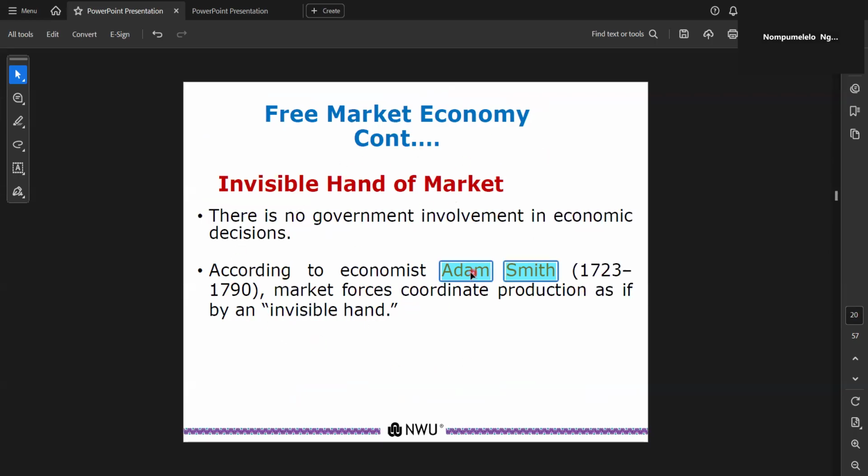This theory of Adam Smith, I'll just tell you guys for the benefit of knowing, but it's not on the learning outcomes. The theory of Adam Smith, the invisible hand of the market, basically means that the markets are productive on their own. They do not need government intervention or involvement, which is why in the free market economy we say that they are privately owned. There is no government intervention because of this theory, where they say that they can operate on their own.